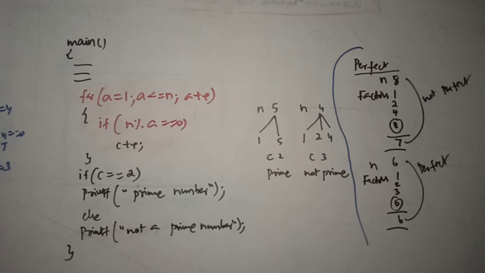Look at another example. 6. Factors of 6: 1, 2, 3, 6. Sum of factors other than that number. So other than 6 you add the factors 1, 2, 3. Original number is 6. It is perfect.